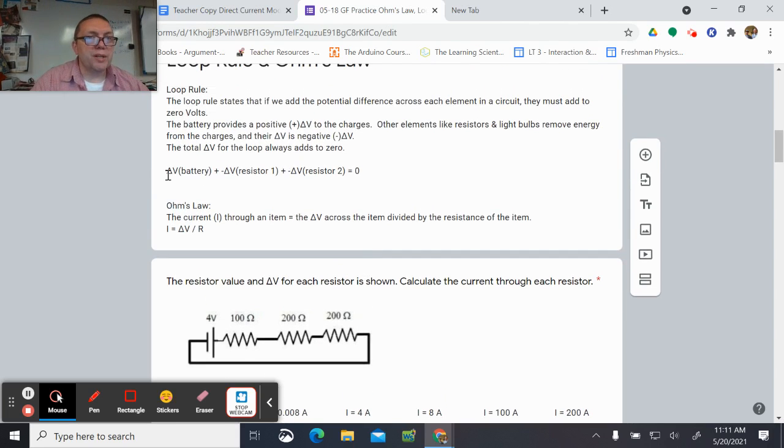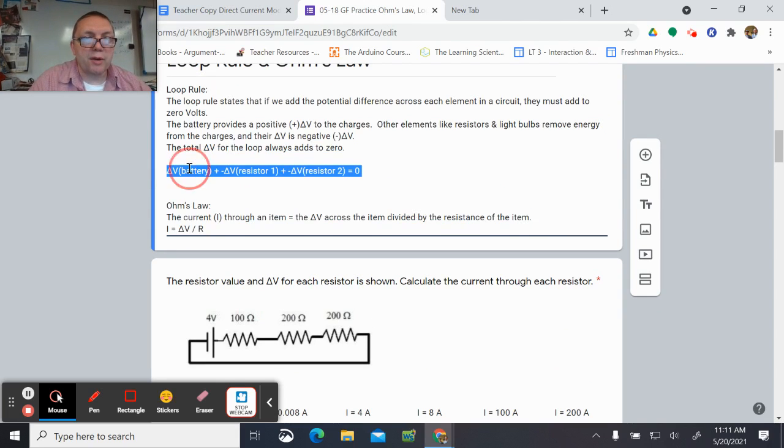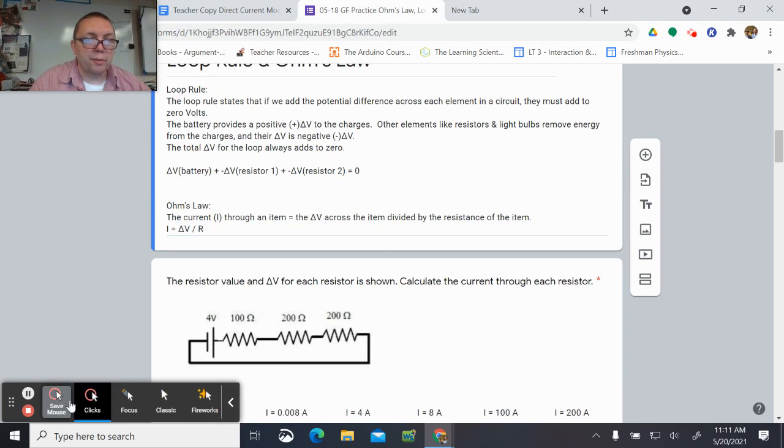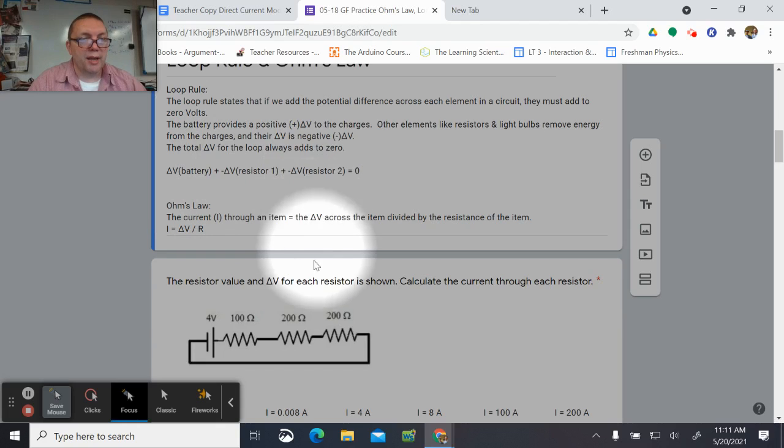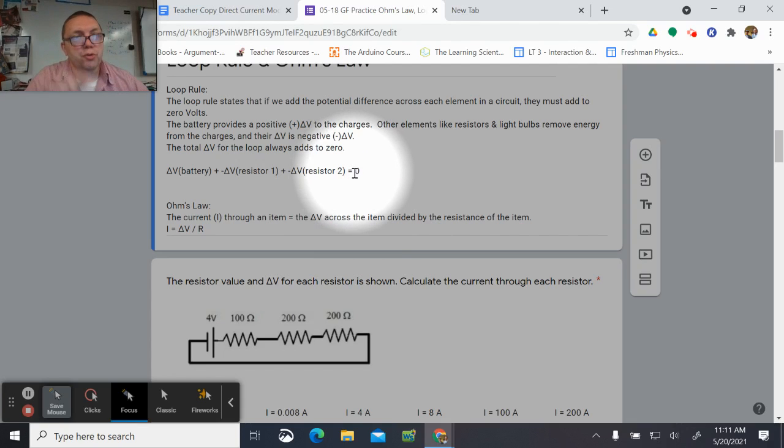So we can talk about the loop rule as saying the battery gives us this energy, a voltage, a potential. The first resistor takes some, the second resistor takes some, and if we were linking it to this, the third resistor would also take some. So it'd be plus from the battery, minus from resistor 1, minus from resistor 2, and with this one, there'd be an additional loss in electric potential or voltage drop for resistor 3.